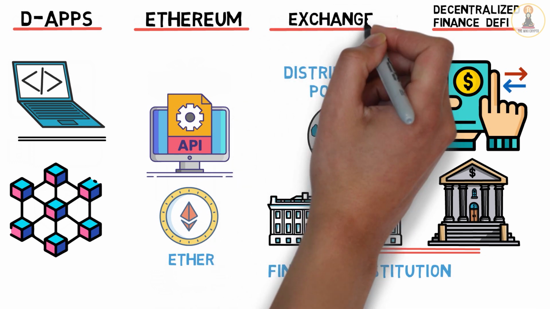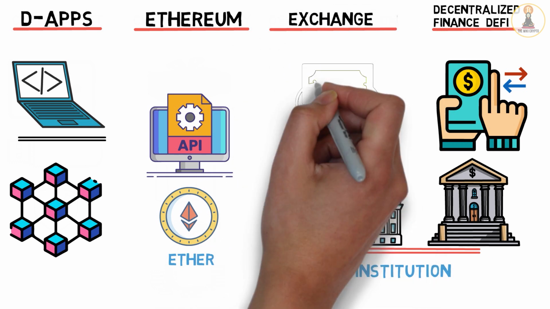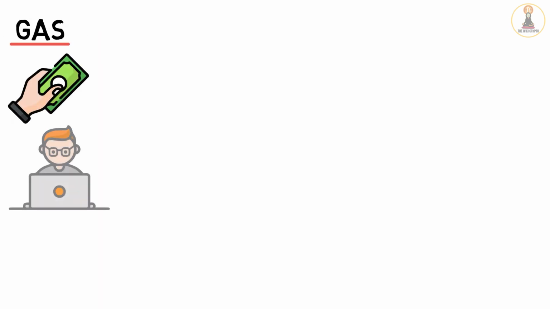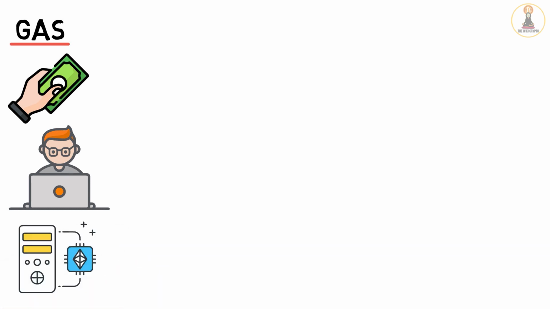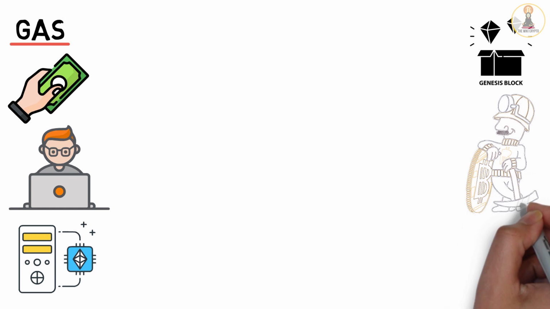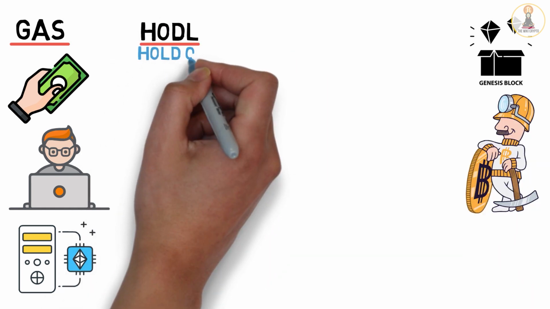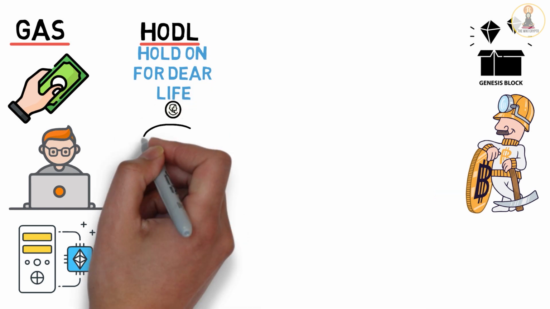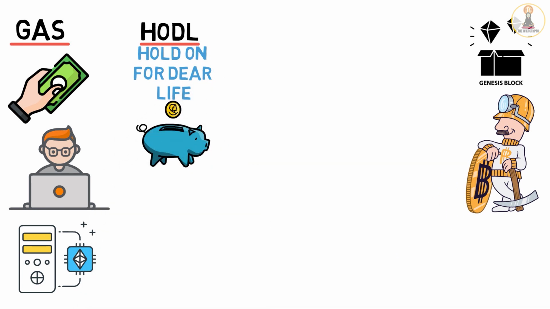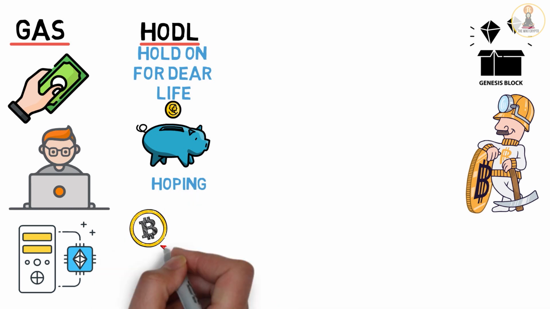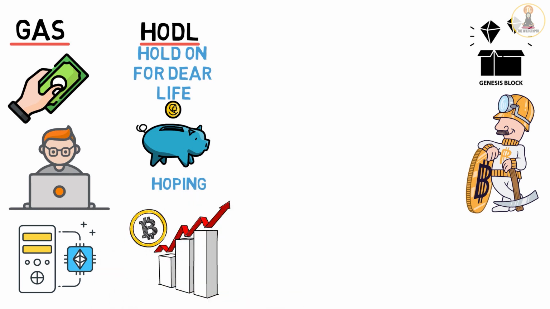Exchange. A cryptocurrency exchange is a digital marketplace where you can buy and sell cryptocurrency. Gas. This is a fee developers have to pay the Ethereum network to use the system. Genesis block. This is the first block of a cryptocurrency ever mined. Hold. HODL. Hold means hold on for dear life. A passive investment strategy in which people buy and hold on to cryptocurrency without selling and hoping the value of the cryptocurrency will increase in the future.